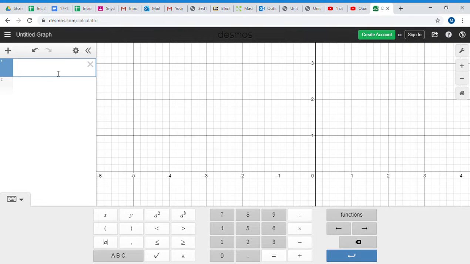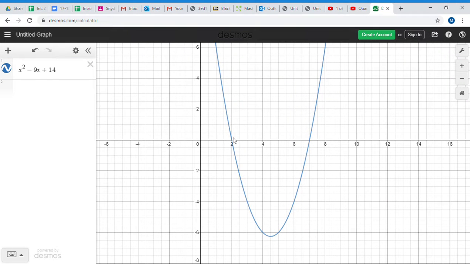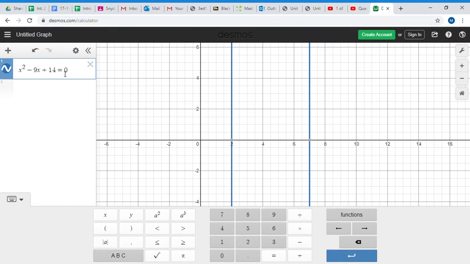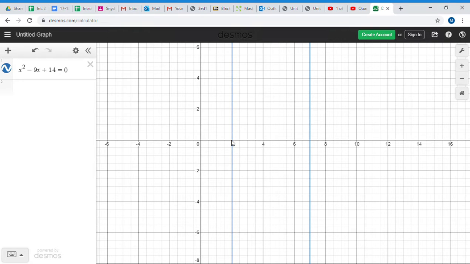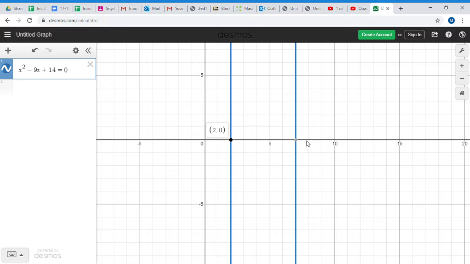So if we want to do this in Desmos, we've got x squared minus 9x plus 14. Now, this is what I had taught you before, where you can find your solutions by looking at the x-axis. How many times does it touch it? You don't have to just leave it like this. If you do type it in as equals 0, you will still be able to find your solutions, but now it's not a parabola, it's just 2 straight lines. Okay, so we have our 2 solutions of x equals 2 and x equals 7.